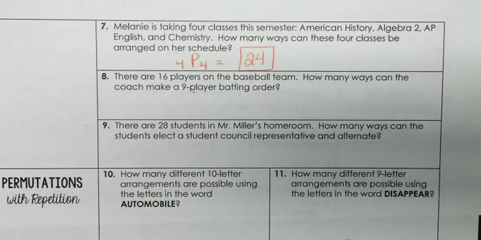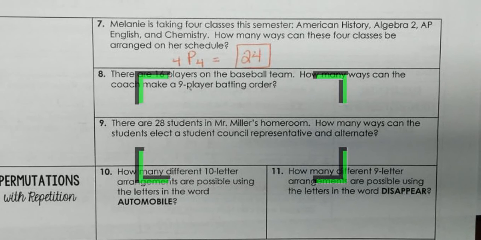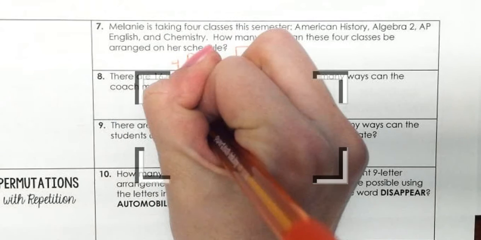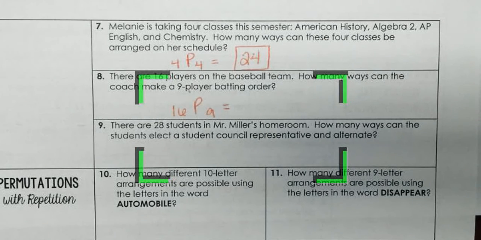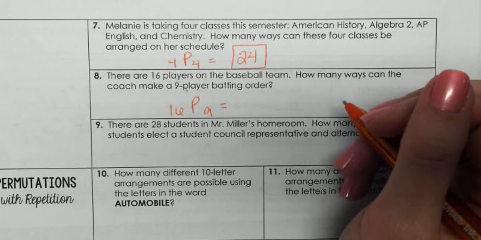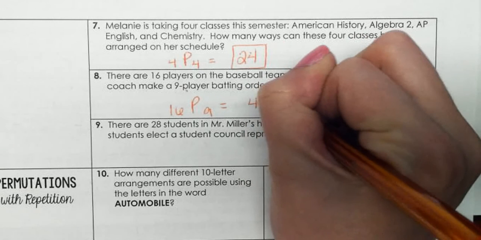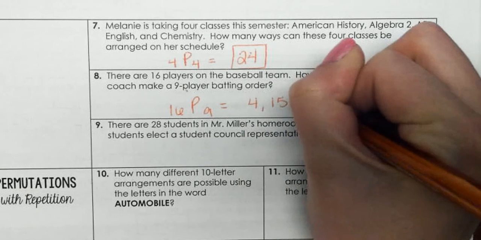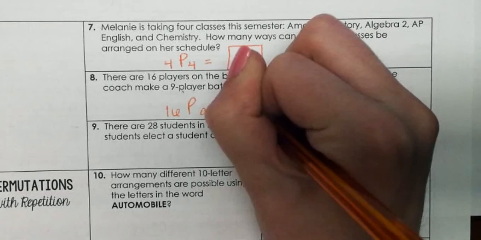Okay. Number 8, there are 16 players on the baseball team. How many ways can the coach make a 9-player batting order? So 16 players. He's only going to use 9 at a time. So math, go over to the right to NPR, 16 and 9. There's a lot of ways. There are 4,151,347,200. He's got lots of decisions to make.